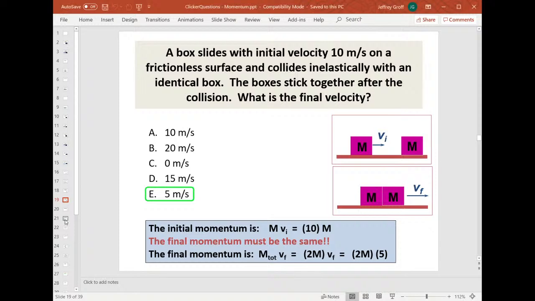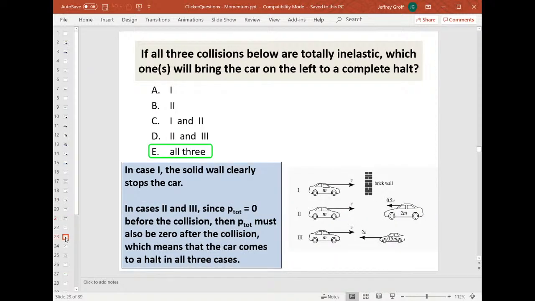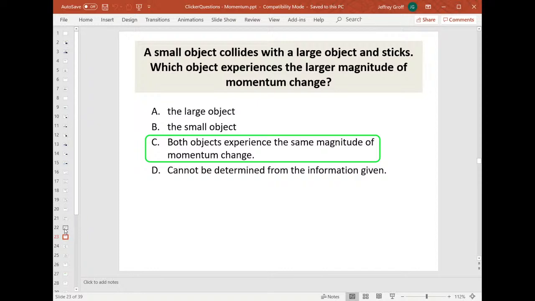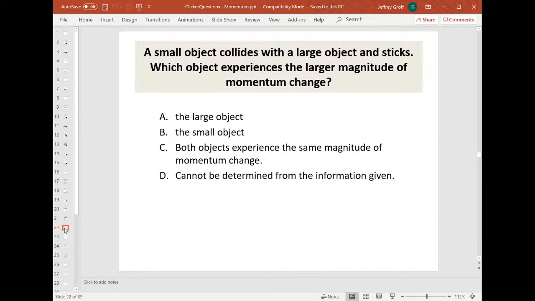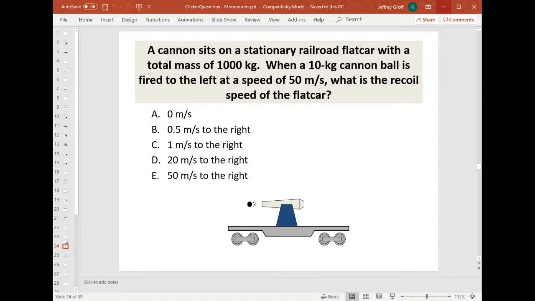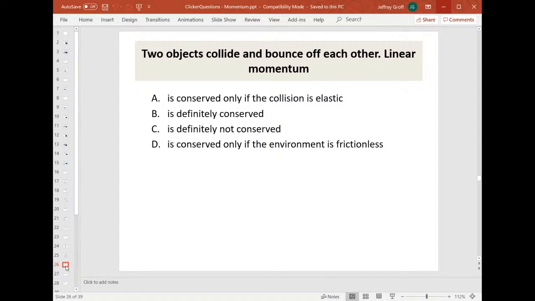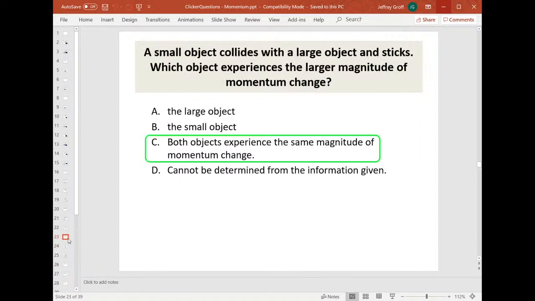Oh, darn it. I already showed you the answer. All right, well, let's just talk about this one. This is a good question, too. I really like this one. All right, here we go. So I already showed you the answer.